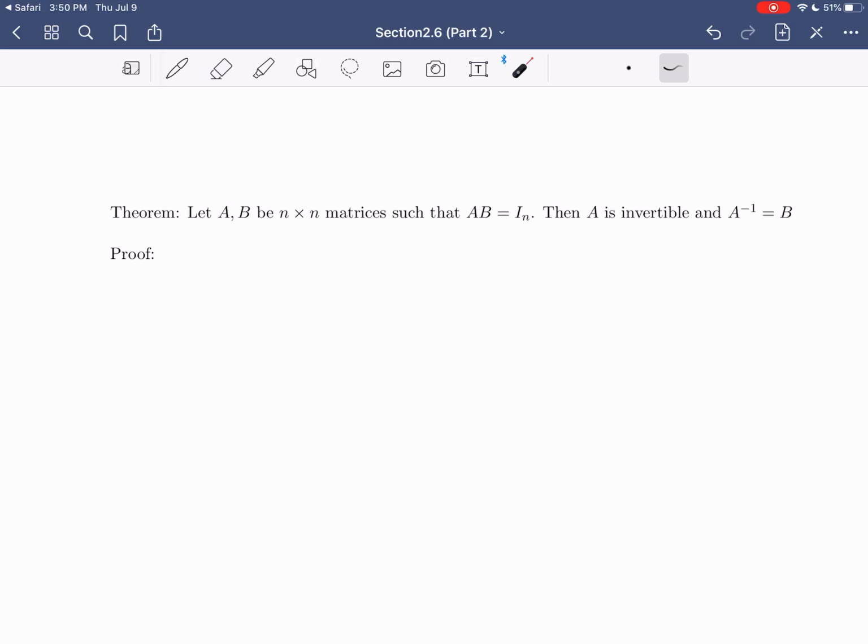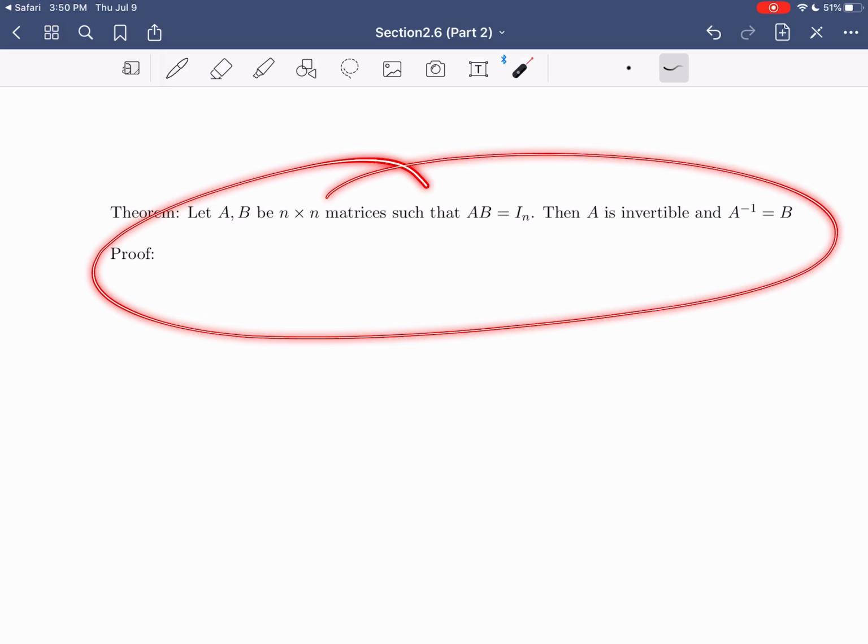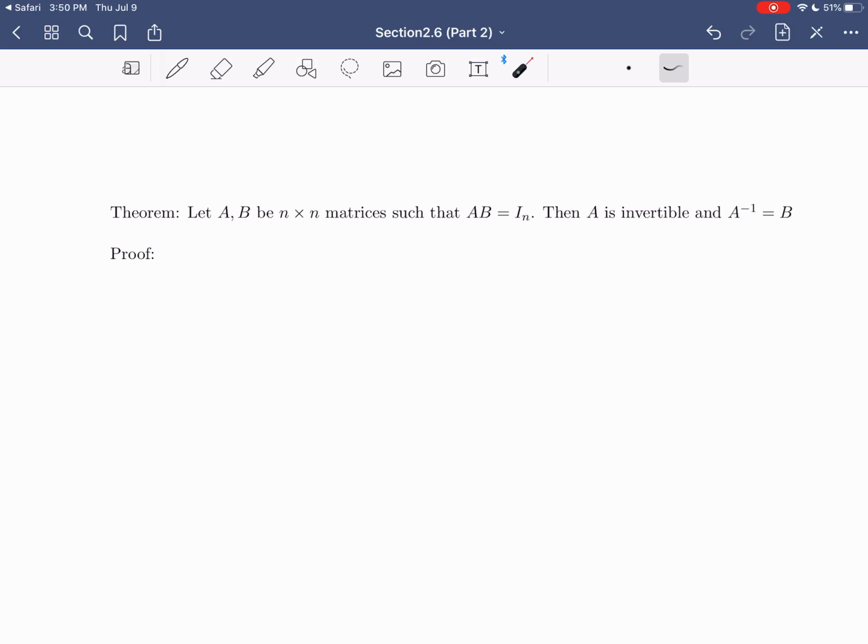So this theorem says let A and B be n by n matrices such that A times B is equal to the identity. Then A is invertible and A inverse equals B. Once we've established this theorem, you can stop checking the inverses on both sides. You just have to check on one side, and this theorem guarantees that if it works on one side, then you're all good. This proof is a little bit weird, but it does introduce a very, very important concept.